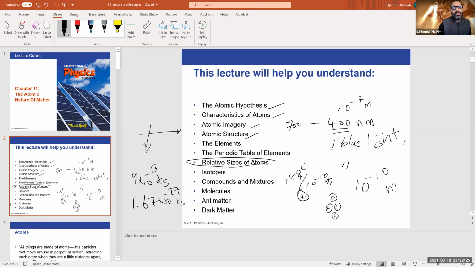And then we're going to talk about compounds and mixtures. A compound is, for example, H2O molecules that have all kinds of similar structures, but a mixture is, for example, the air. The air is a mixture of mainly oxygen and nitrogen molecules. Then we're going to talk about antimatter, which I already mentioned briefly: for an electron, there is an anti-electron, and for a proton, there is an anti-proton that you can make in the lab.